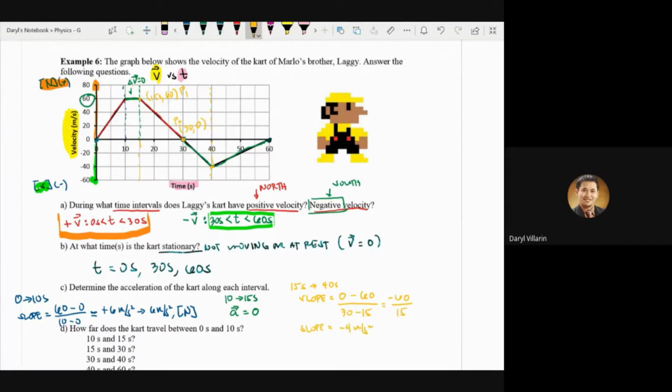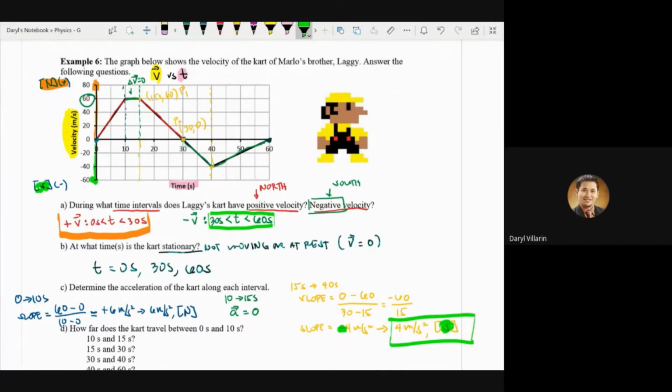Again, my final answer should be written as 4 meters per second squared south. Again, if you're wondering why it's south, well, we use the negative sign for south. So the final answer should be in the south direction.